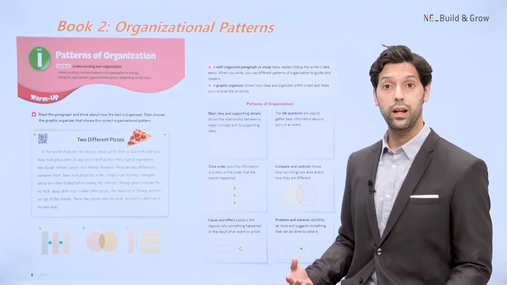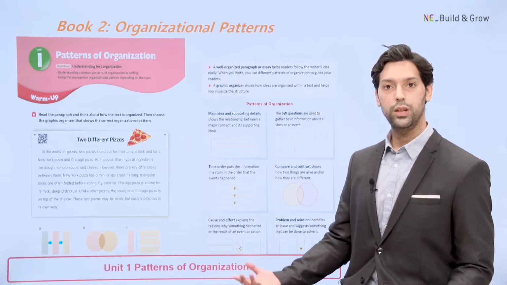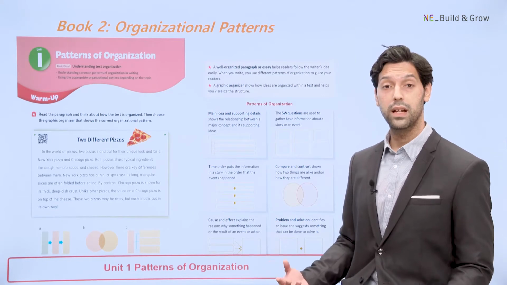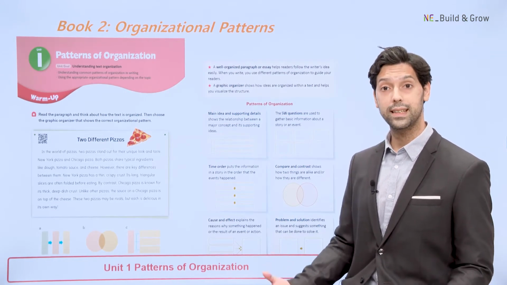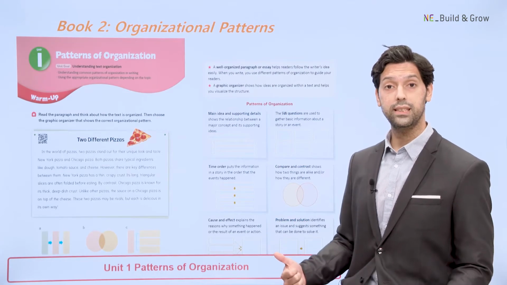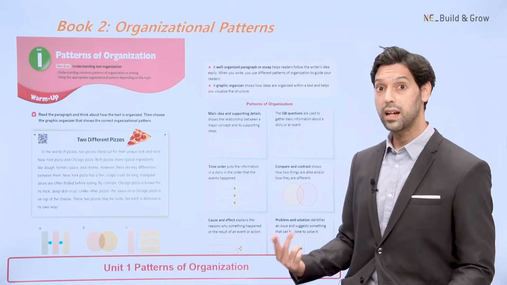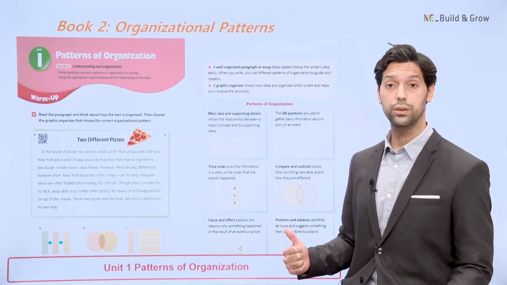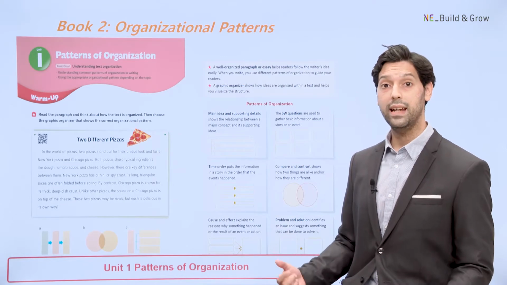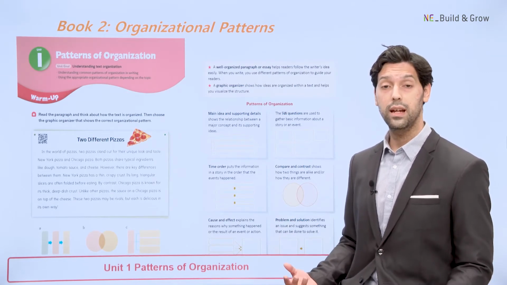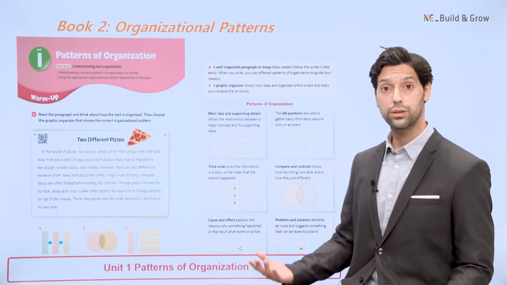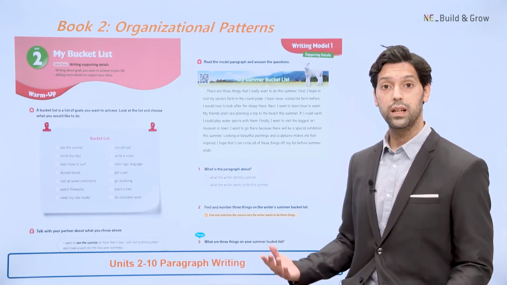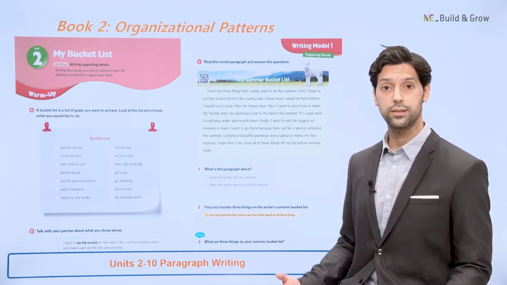Book 2, Unit 1, Patterns of Organization. In Unit 1 of Book 2, students learn a number of common patterns for organizing paragraphs. This special unit focuses on the following 6 patterns: main idea and supporting details, 5W questions, time order, compare and contrast, cause and effect, and problem and solution. Each section teaches when and how to use each pattern of organization and how to visualize the text structure. After completing this unit, students will go on to learn how to write paragraphs using these different organizational patterns.